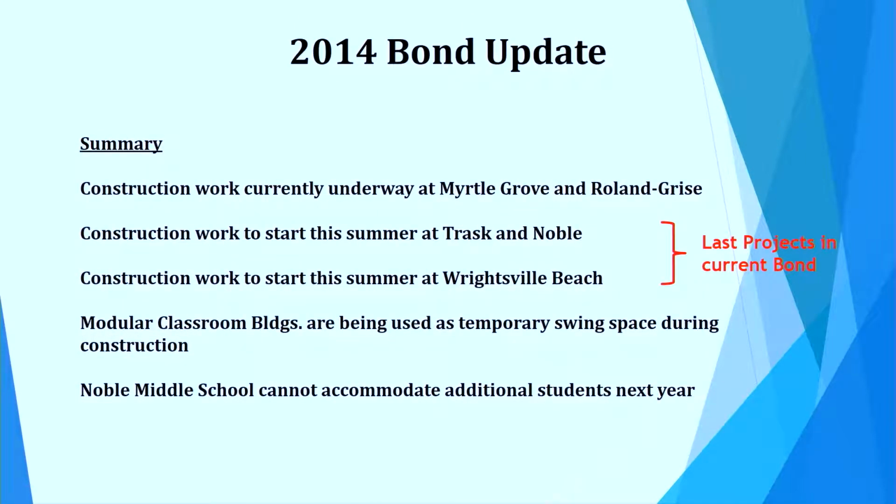So in summary, construction work is currently underway on Myrtle Grove and Roland Grice. Those 2 projects will finish up this summer. We're going to start work this summer at Trask and Noble, and also start at Wrightsville Beach. And again, those are the last projects in the current bond referendum. And then the modular classroom buildings we're using for the temporary swing space. Noble Middle School cannot accommodate additional students without those mobile classroom buildings.